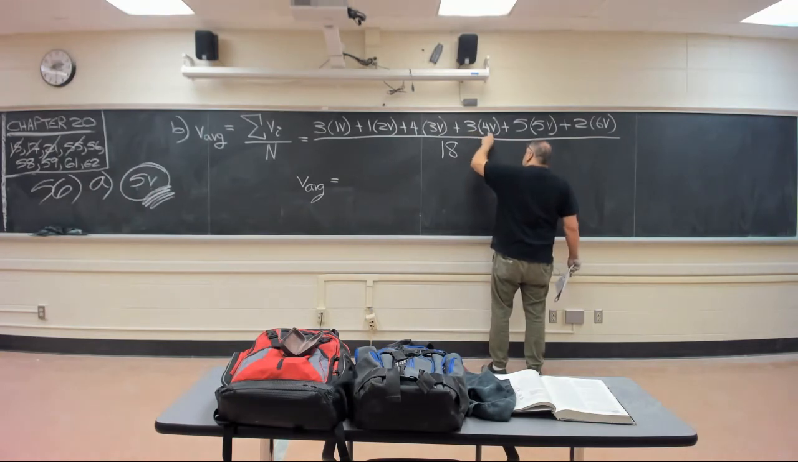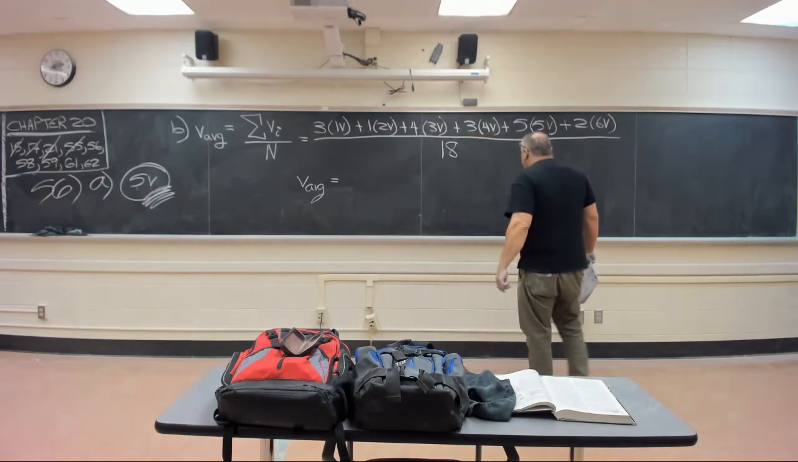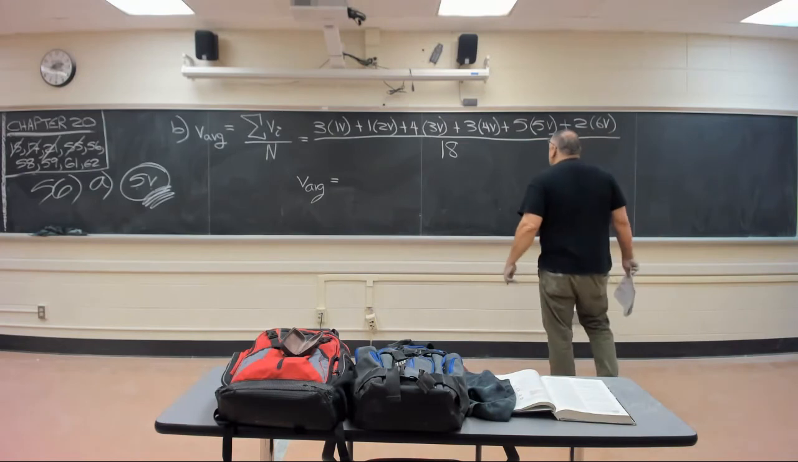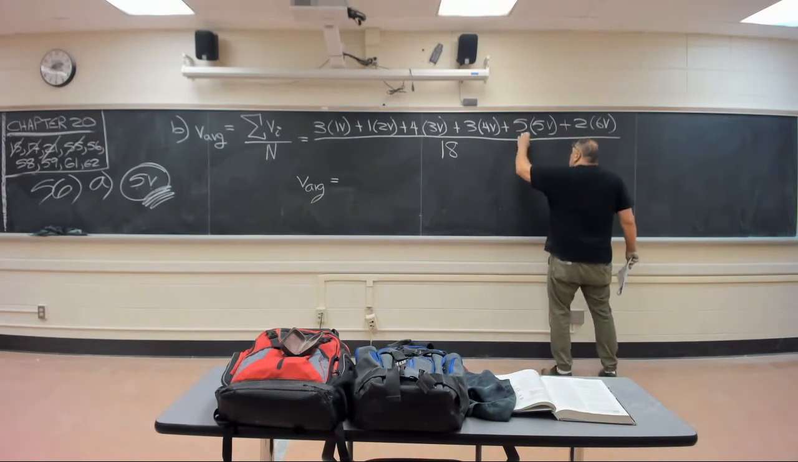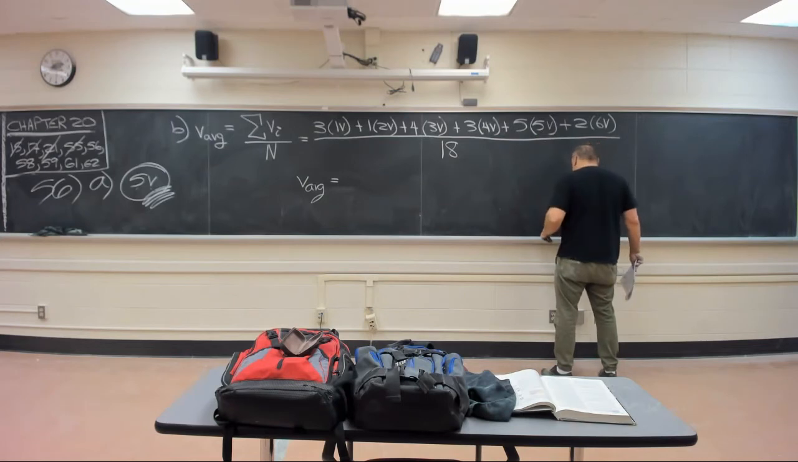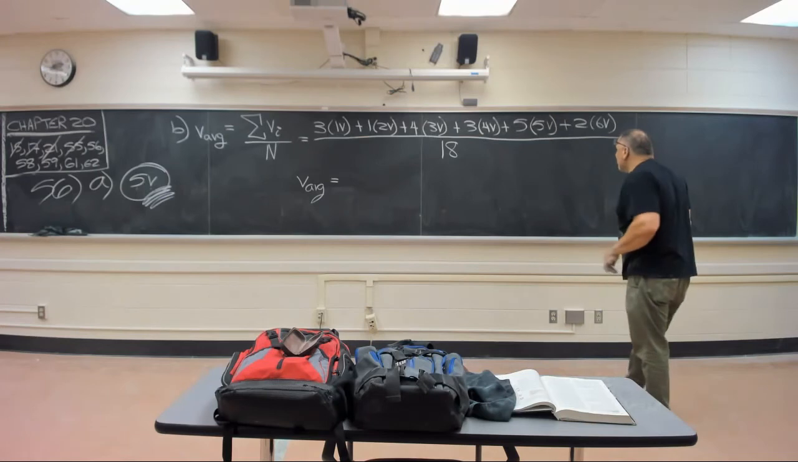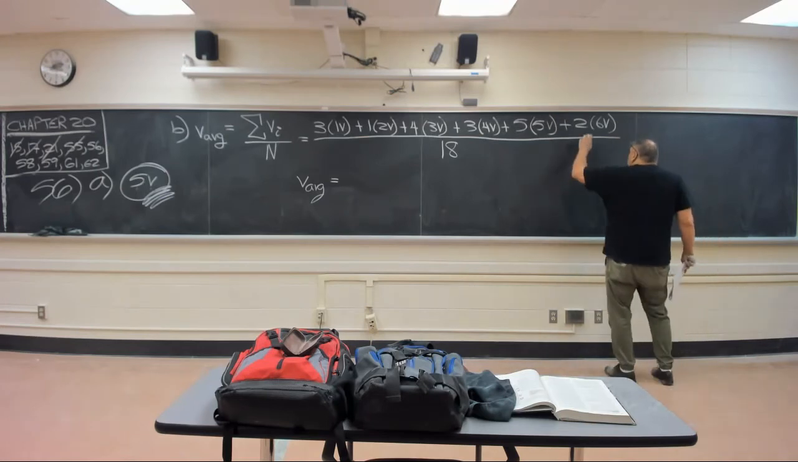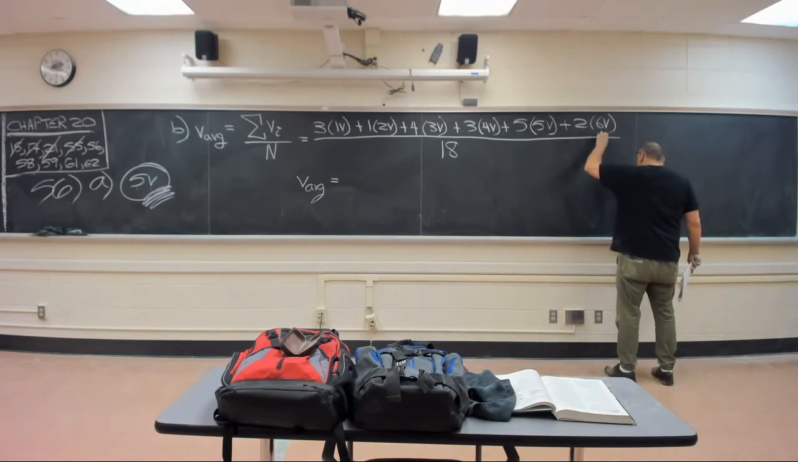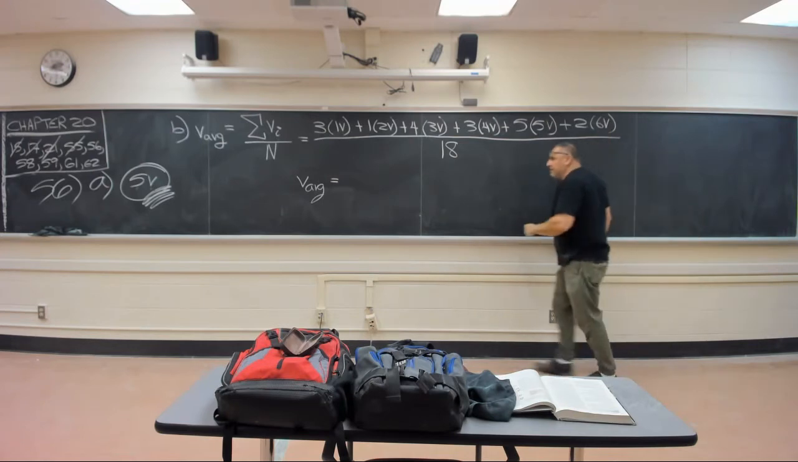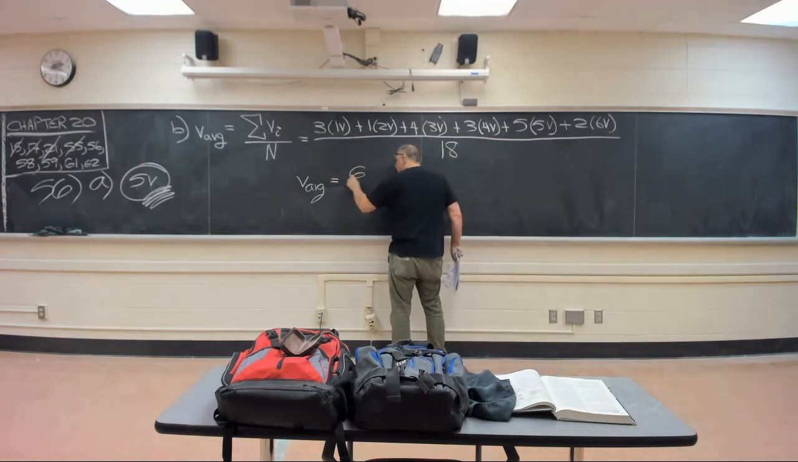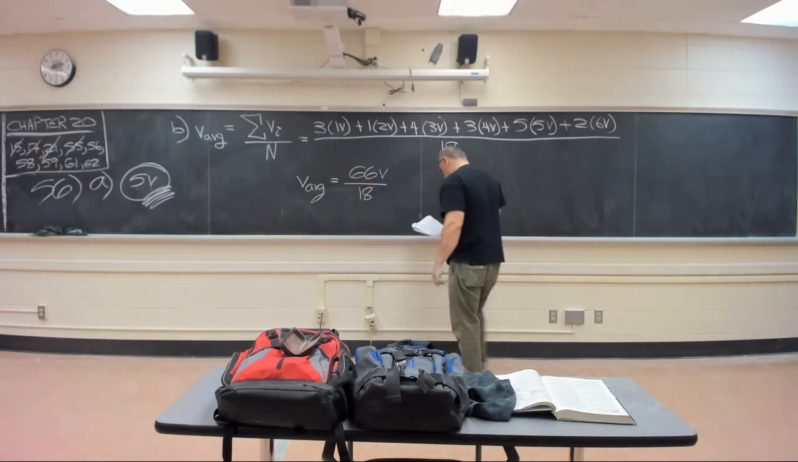3 times 4v is 12v. 12v and 17v is 29v. 5 times 5v is 25v. 25v and 29v is 54v. 2 times 6v is 12v. 12v and 54v is 66v. Here's our weighted average, guys.